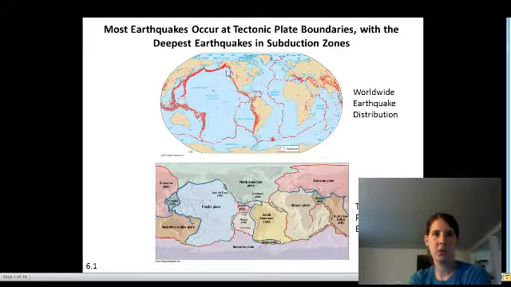So this just shows the worldwide earthquake distribution in relation to the global plates. So you can see that the concentrations are extremely high along these plate boundaries. You know, they pretty much follow them exactly here.